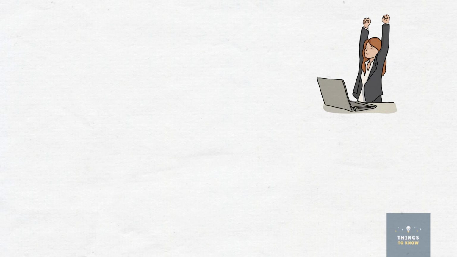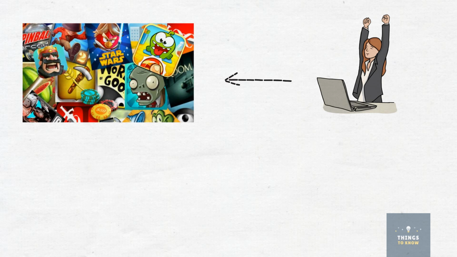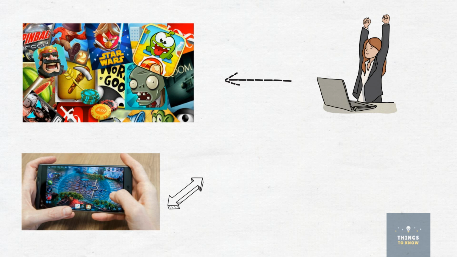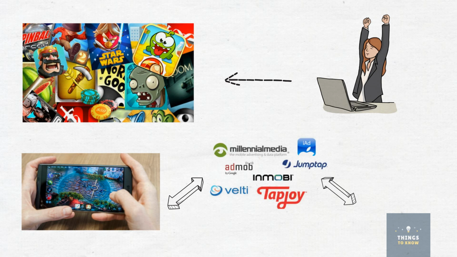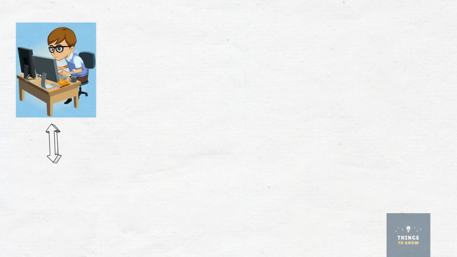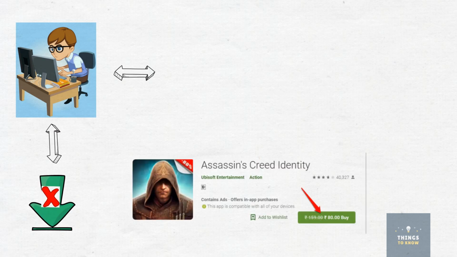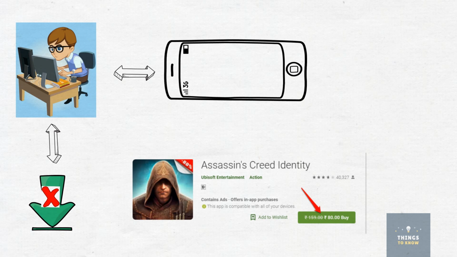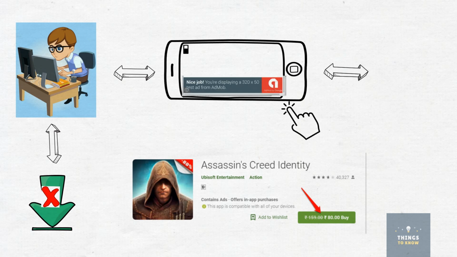The developers create apps, then place ads in their apps. When users get engaged with the ads, the developer gets paid. The developer doesn't get paid for the downloads unless the app is paid. High user engagement with the ads is required to generate revenue.